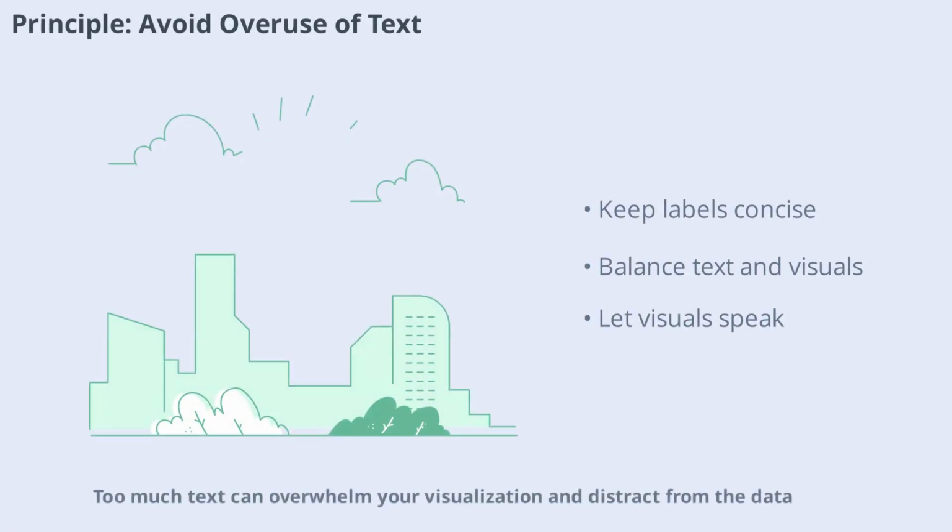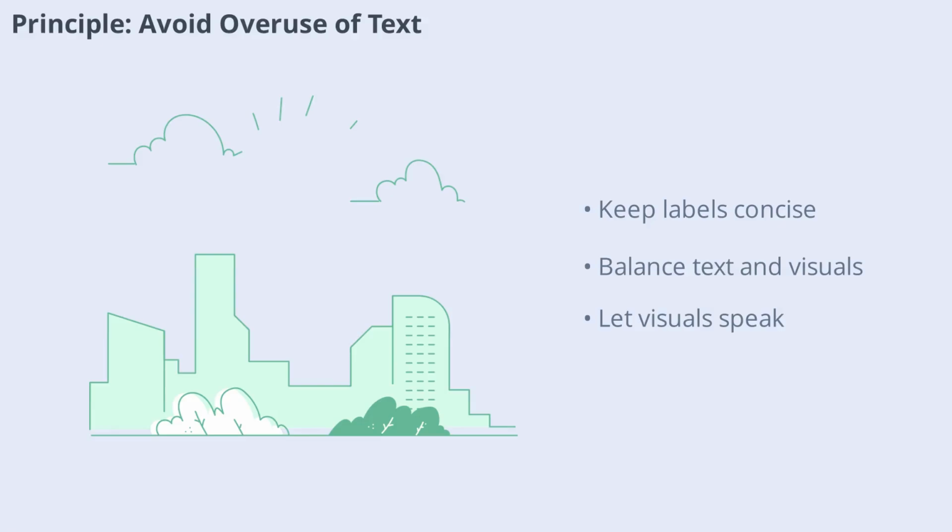Too much text can overwhelm your visualization and distract from the data. Use concise labels and annotations and let the visuals speak for themselves. A balance between text and graphics makes your charts more engaging and easier to understand.